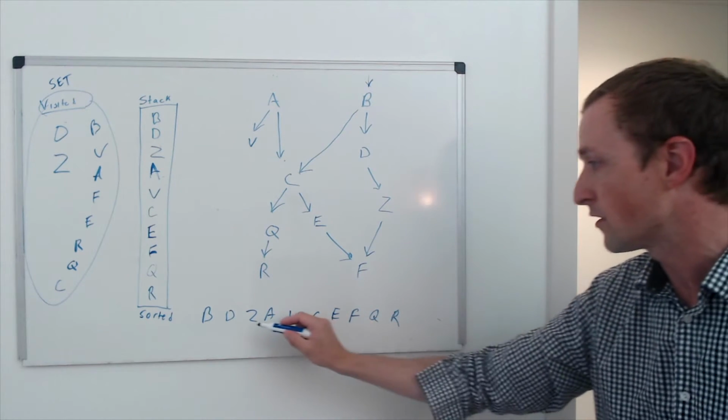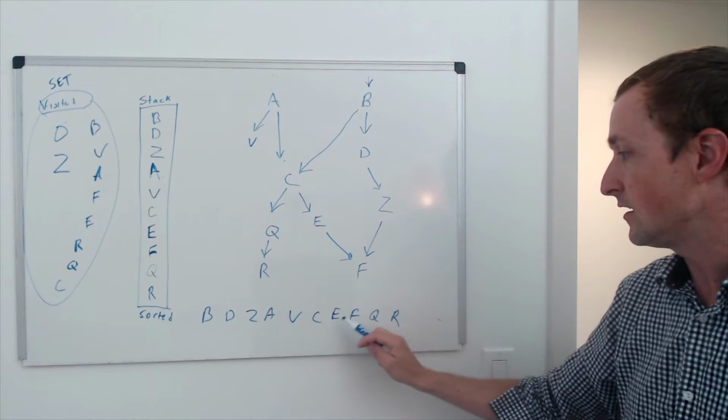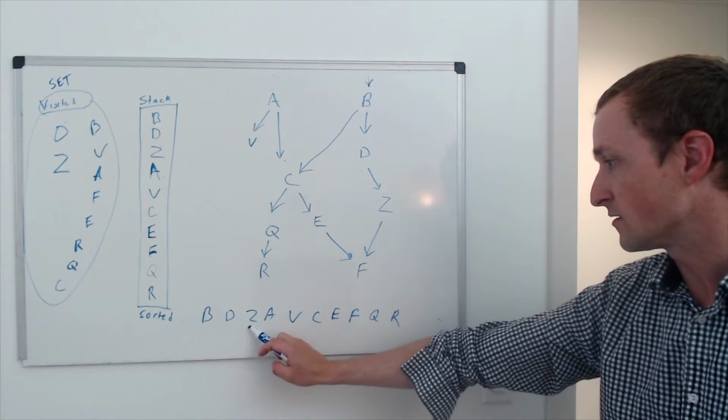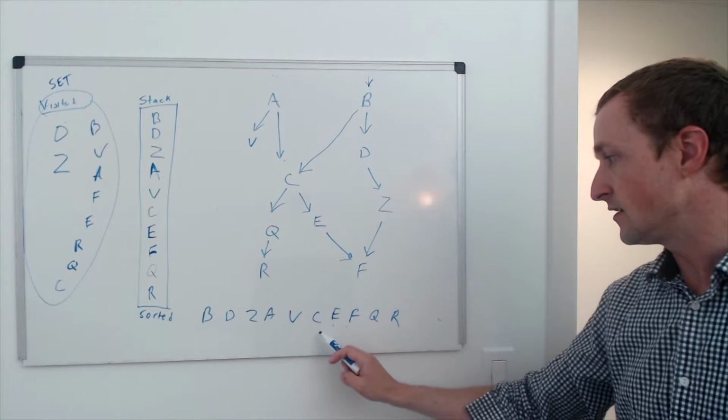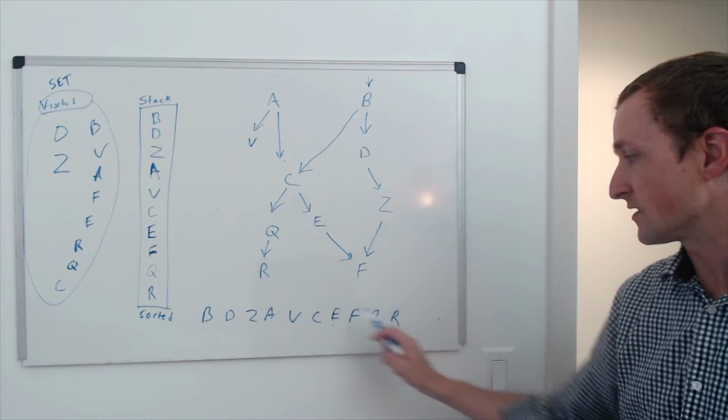F depends on both Z and E. Z and E have already been built. Here's Z, here's E, so F can be built. Q depends on C. C has already been built. And then R depends on Q.